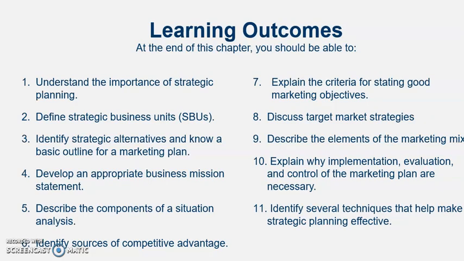The learning outcomes for Chapter 2 are understanding the importance of strategic planning, defining your SBUs, identifying strategic alternatives and knowing a basic outline for a marketing plan, developing an appropriate mission statement, describing components of a situation analysis, identifying sources of competitive advantage, explaining the criteria for good objectives, discussing target market strategies, discussing the elements of the marketing mix, explaining why implementation and evaluation and control of the marketing plan are necessary, and identifying several techniques that help make planning effective.